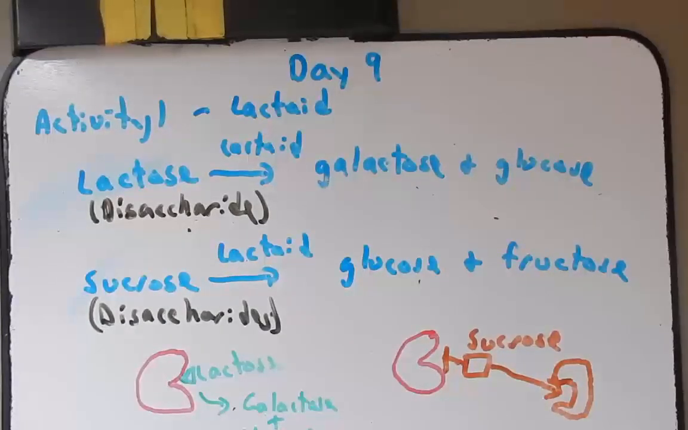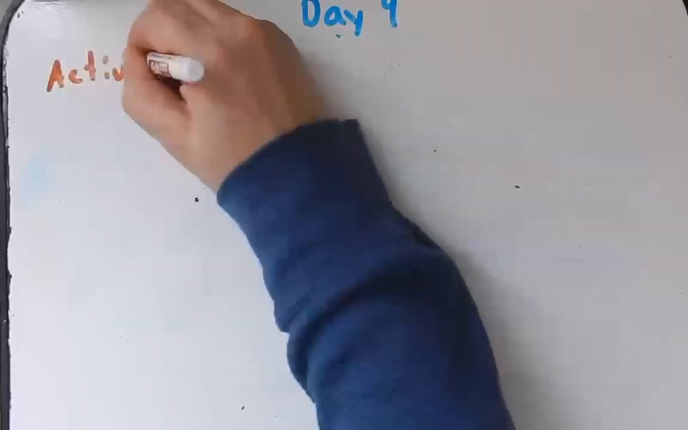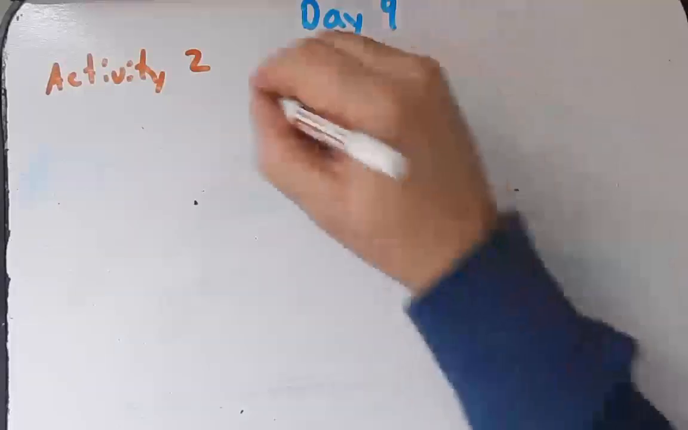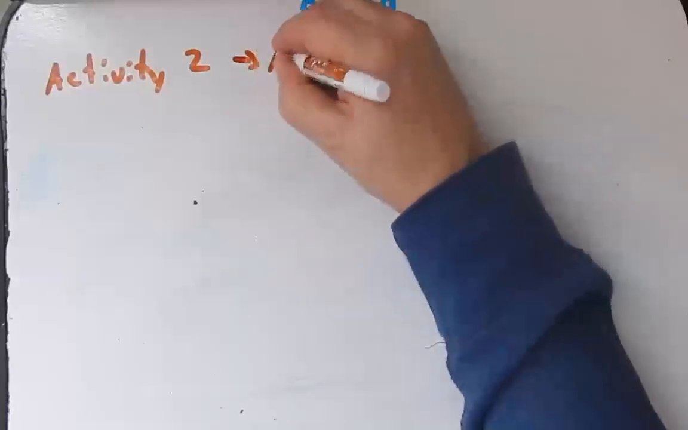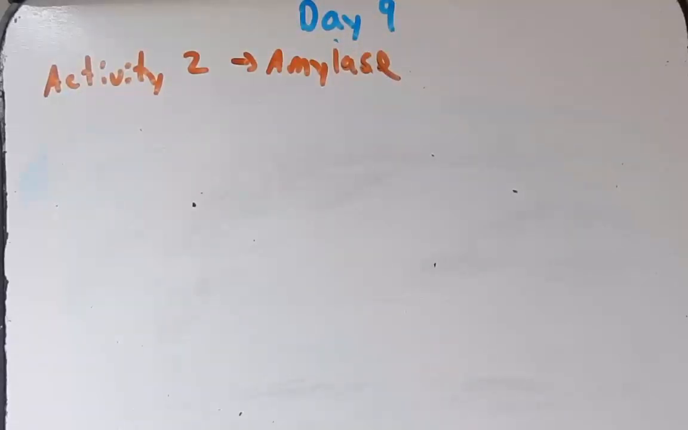Let's move on to activity 2. Alright, now this activity, we'll talk about a different enzyme, and this enzyme is called amylase. Now this enzyme here, amylase, as you remember, comes from our salivary glands. And we talked about this a couple weeks ago when we talked about how amylase breaks down starches that are found in bread, but it doesn't break down cellulose that's found in celery. But now we want to talk a little bit more about it.